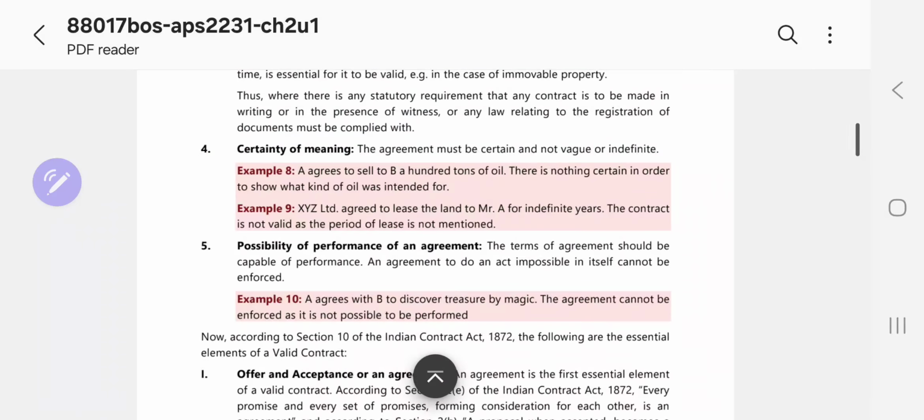Now coming to the fourth one, certainty of meaning. The agreement must be certain and not vague and indefinite. For example, A agrees to sell to B 100 tons of oil. There is nothing certain to show what kind of oil was intended. So the contract should be certain, meaning in the contract you should explain everything. If you are selling a car, then you should mention which car you are selling, when you are selling, at what price you are selling, to whom you are selling. All those certain things should be mentioned in a contract.